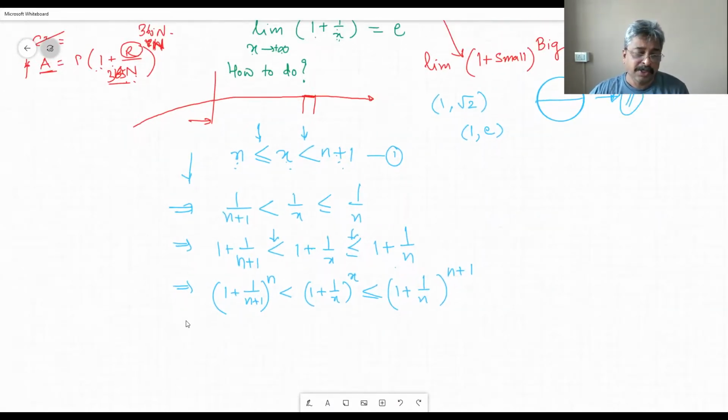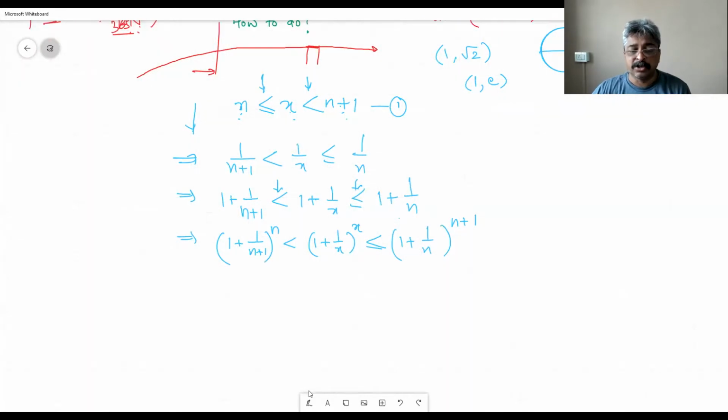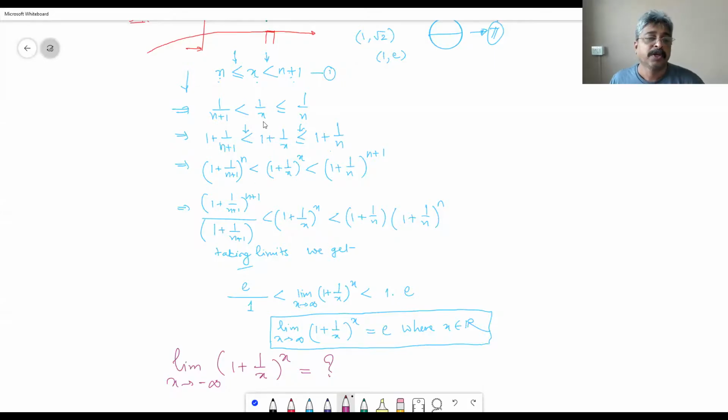So from here onwards, your algebraic skill is going to be at stake. You do algebra from this onwards, so that afterwards you take limit and use sandwich theorem. Is it clear to you? Okay.